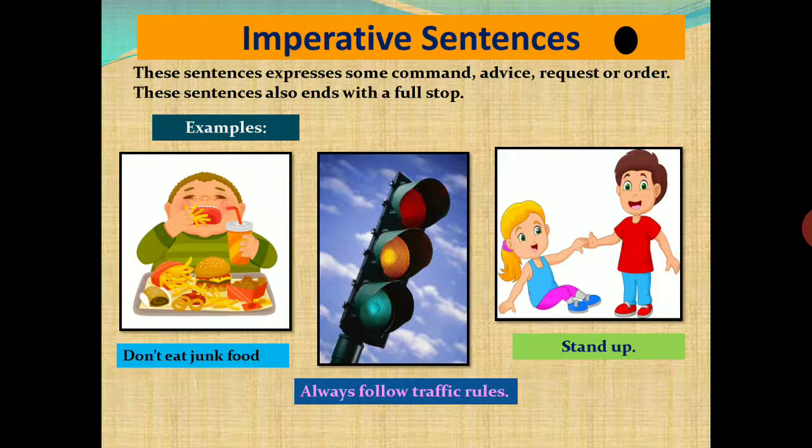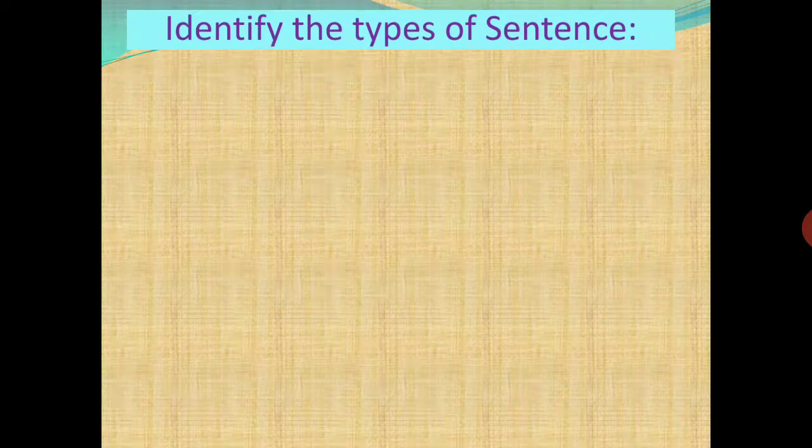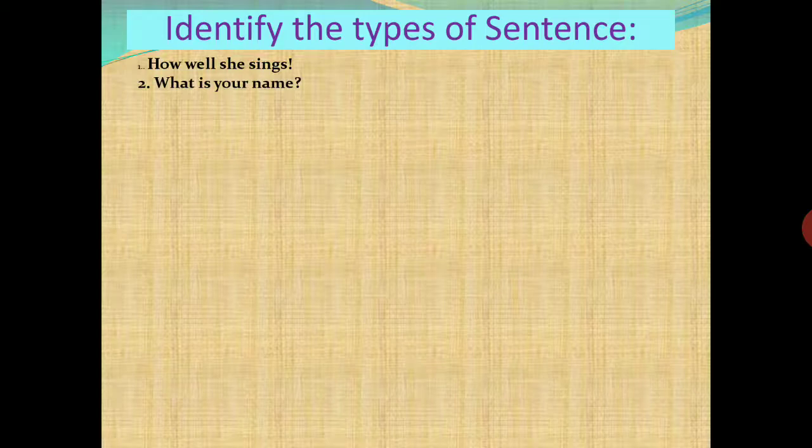So these are the four kinds of sentences which we need to keep in our mind while identifying them. So let us now do the exercise. Now, I'm going to bring different sentences in front of you. You are going to look at those sentences and solve those exercises. Let us look at the first one. How well she sings. Which type of sentence is it? It is an exclamatory sentence. Why? Because there is a use of an exclamation mark.